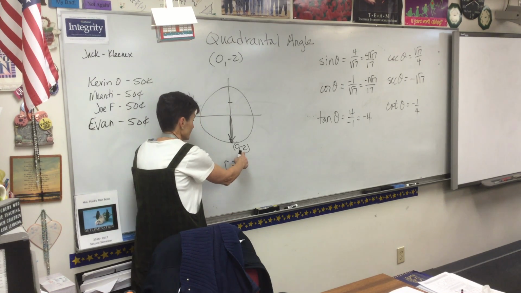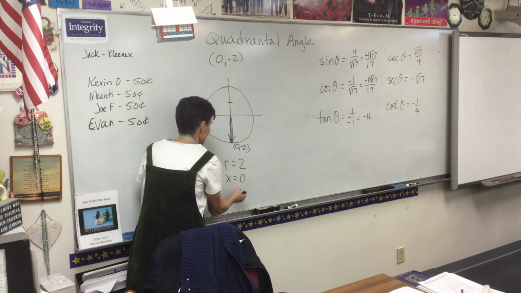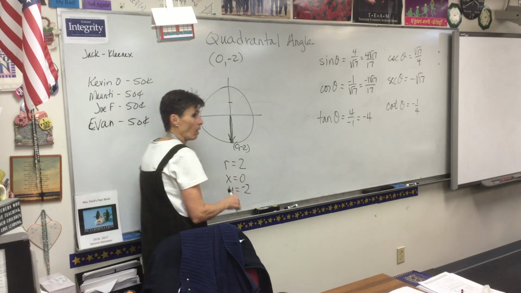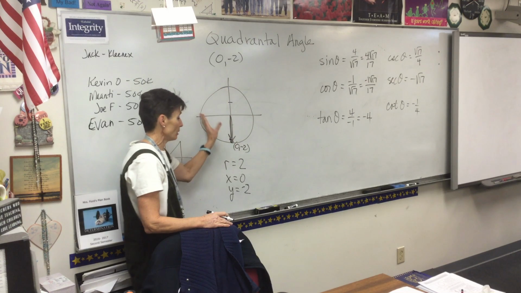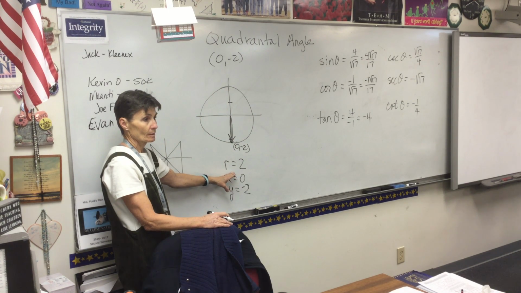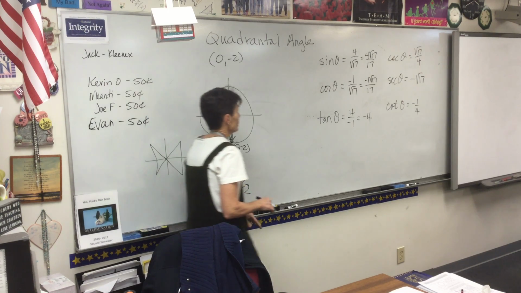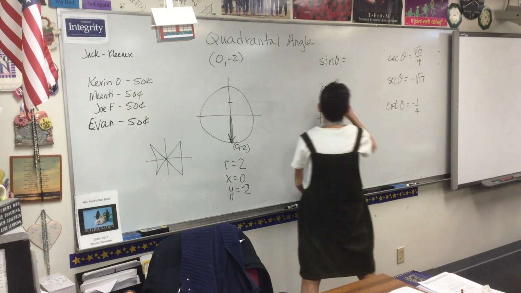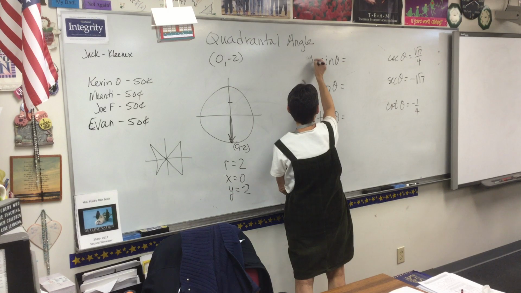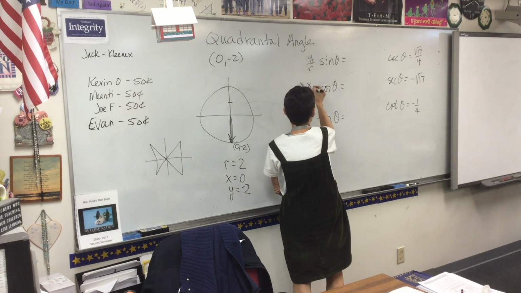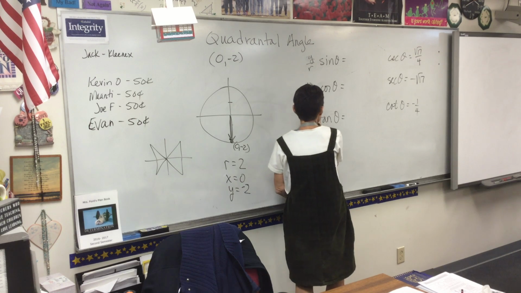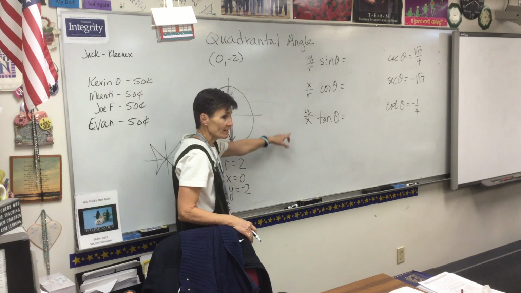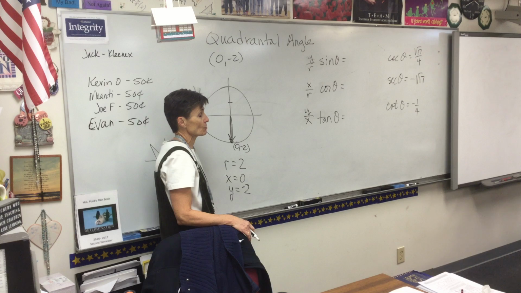See the given here? They're telling me that x is 0 and y is -2. They gave me an x and a y. I drew the circle and got my r. Now, you know that sine is y over r, cosine is x over r, and tangent is y over x. Those are the definitions we have to use to answer this question.